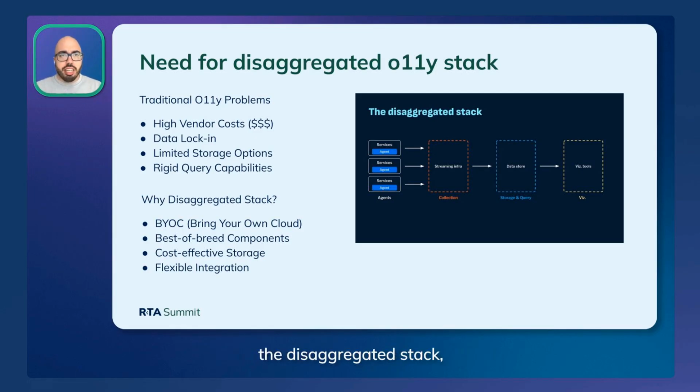So with the disaggregated stack, what we're trying to do is break up each individual component. So we start off with the ingestion component, data store, and then finally the visualization. When you have these individual components, it allows you to deploy this into whatever cloud stack you need. It also lets you pick the best components for each workload. This flexibility gives you more options for cost-effective storage, and it's easier to integrate into your existing business systems.